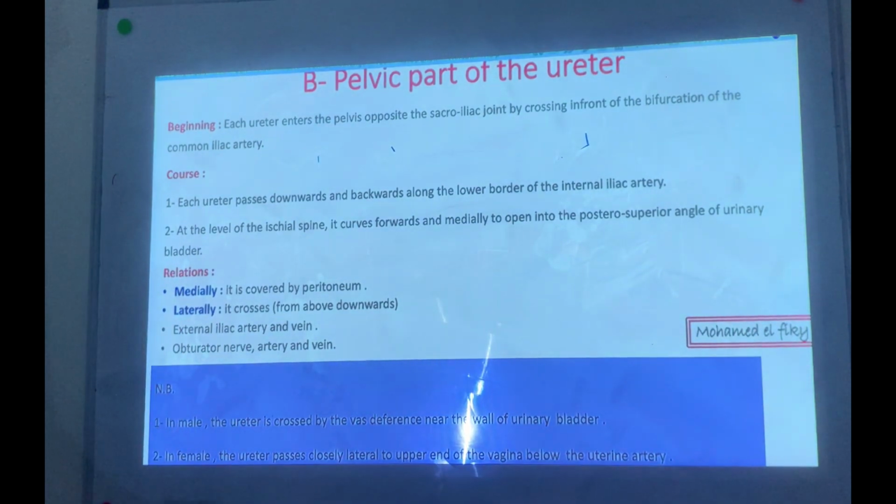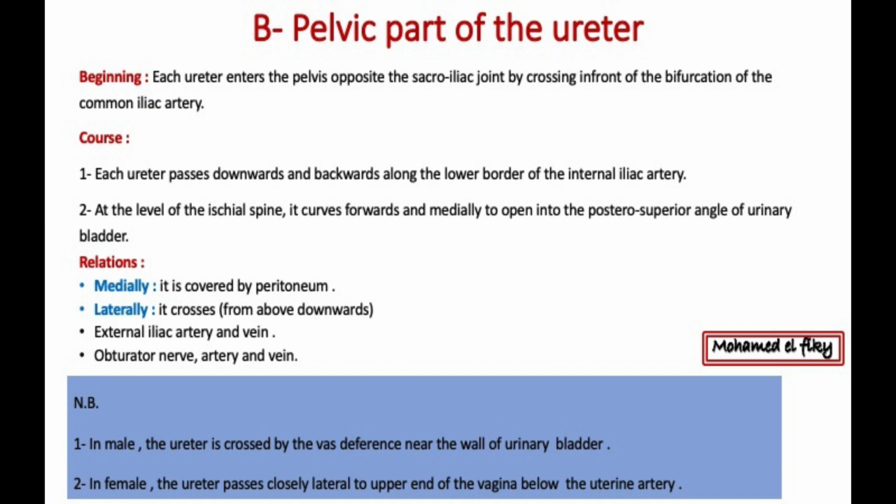The pelvic part of the ureter begins at the pelvic brim, at the point of bifurcation of the common iliac into internal and external iliac. The ureter passes downward and backward at the lower border of the anterior iliac artery. At the level of the ischial spine, it curves medially to open in the angle of the bladder, the posterior superior angle of the bladder.